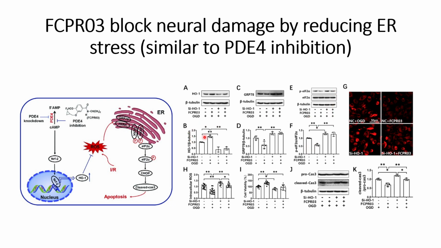And panels B, D, and F are the semi-quantitative analysis of the Western blot to confirm whether there is an increase or not. And we can see that in the case when there is no silencing HO1, the production of HO1 is more, compared to the case when the cells are pre-treated with FCPR01 and, before that, treated with SiHO1 and then with oxygen glucose deprivation, we can see that there is not much increase in the HO1 production.